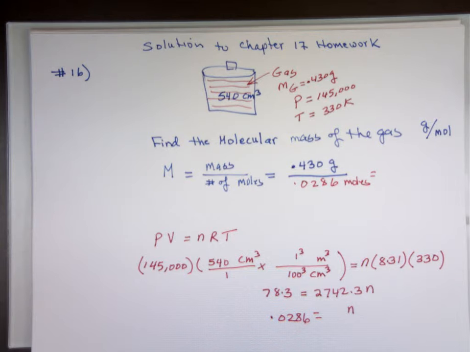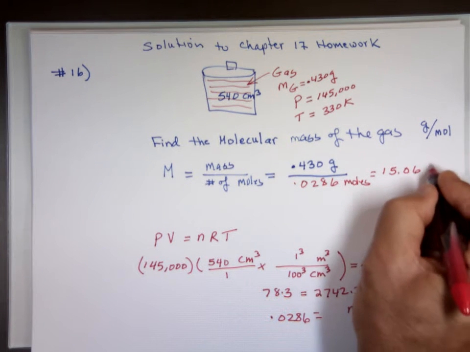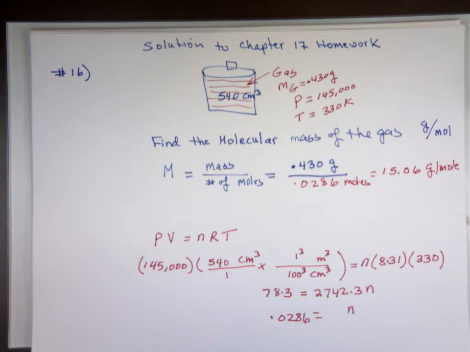So 0.43 divided by that number, and I came up with 15.06 gram per mole. And your numbers are 3 significant digits, so it's 15.1. So it's 15.1 gram per mole.